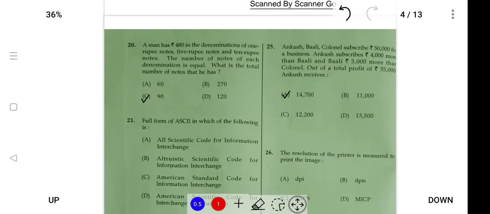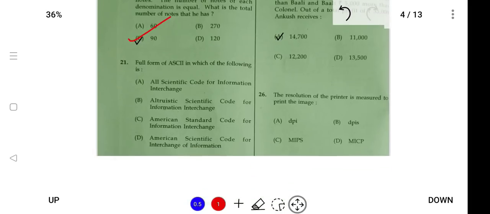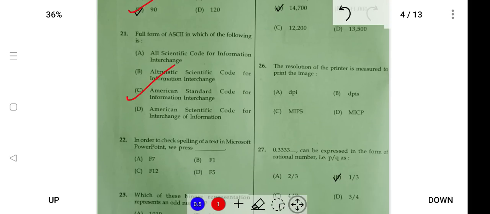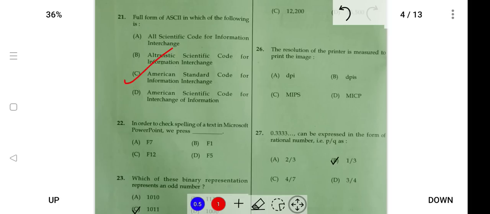Next, a person has 450 in denominations of 1 rupee, 5 rupees and 10 rupees. What is the total number of notes that he has? He has 90. Question number 21. The full form of ASCII is American Standard Code for Information Interchange, which is option C. Next, in order to check the spelling of text in Microsoft PowerPoint, we press F7, that is option A.